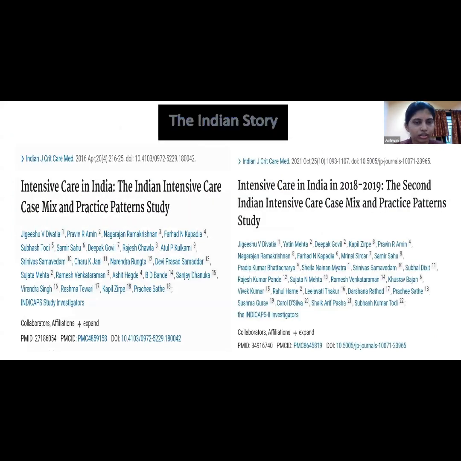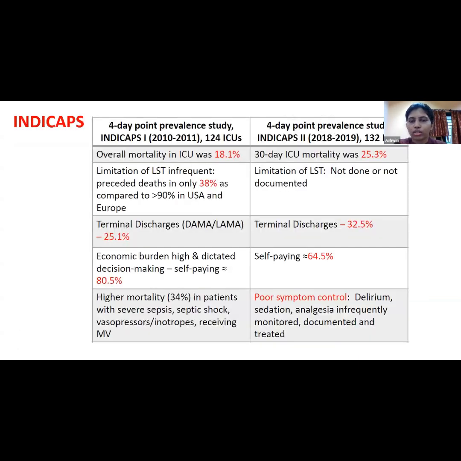And this was an Indian intensive care case mix and practice pattern study done in 2016 and 2021. In this, the 30-day ICU mortality in 2010 to 2011 was 18.1, which increased. The 30-day ICU mortality in 2018 to 2019 is 25.3. Also, terminal discharges were 25.1% in 2010 to 2011, and 32.5% in 2018 to 2019.